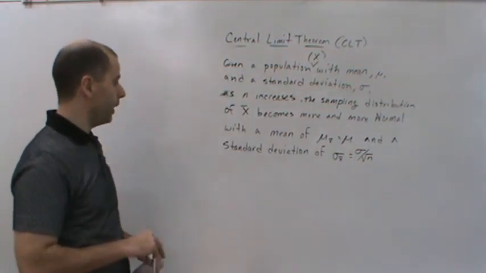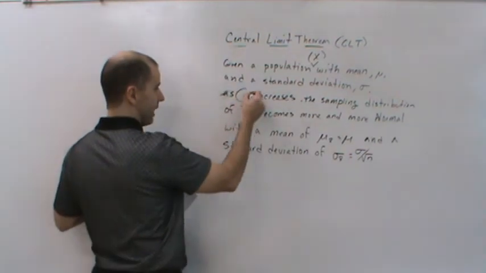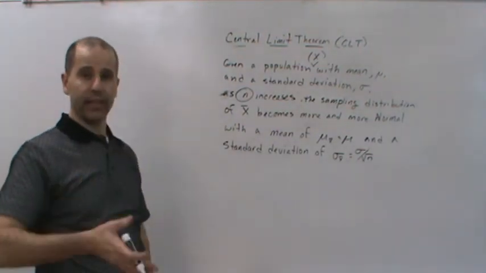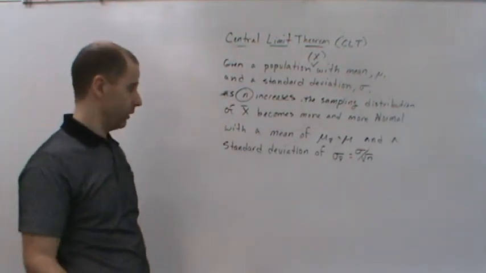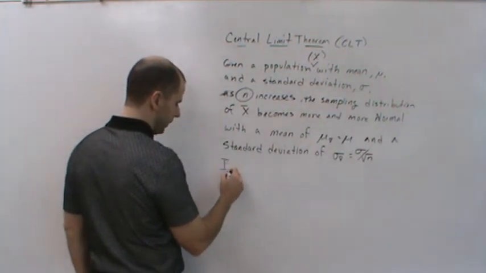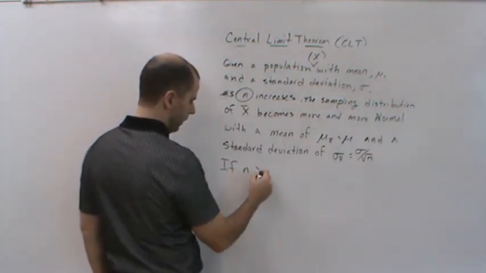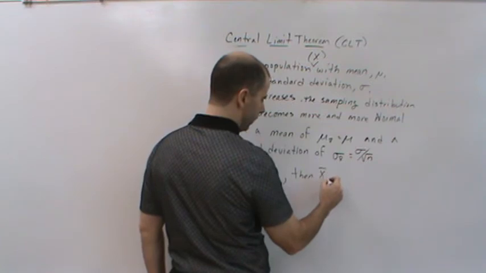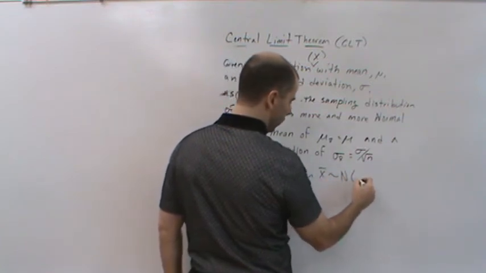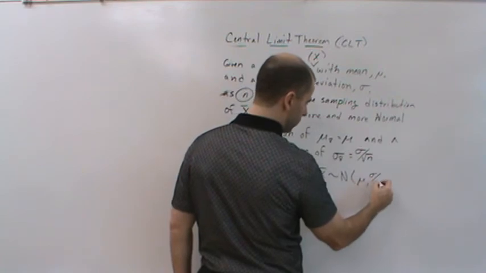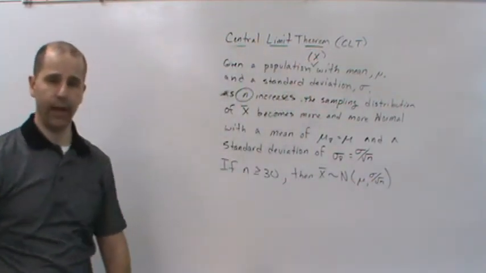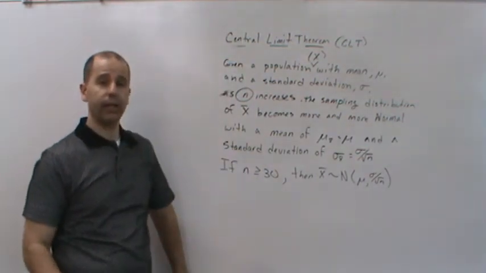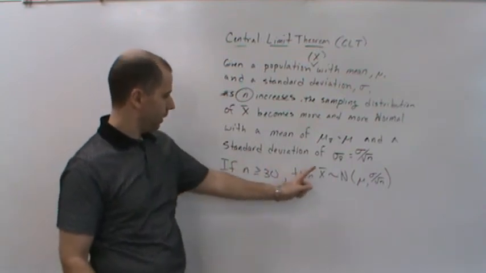Now, what is the size of n that helps us with normal? Well, the cutoff is going to be 30. So if n is greater than or equal to 30, then x bar is going to be approximately normal with a mean of mu and a standard deviation of sigma divided by the square root of n. That's it. And this is what we're going to use to calculate probabilities based on x bar.